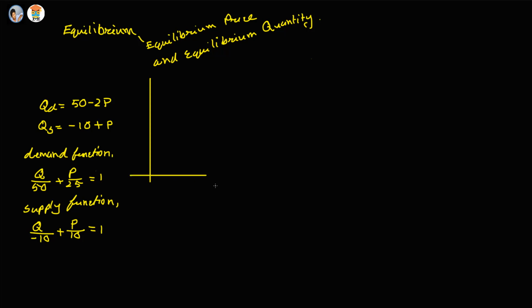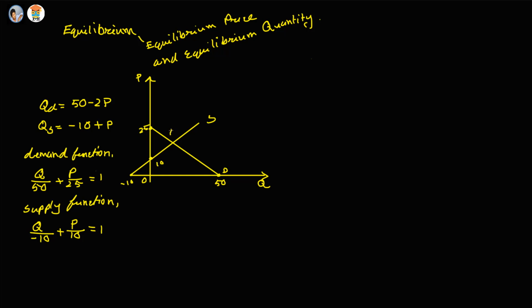This is the quantity axis, quantity Q, price P, this is 25, this is 50, we join this point to this point, we get the demand curve. So this is minus 10, and this is 10, we join this point with this point and extend the line. We get the supply curve.